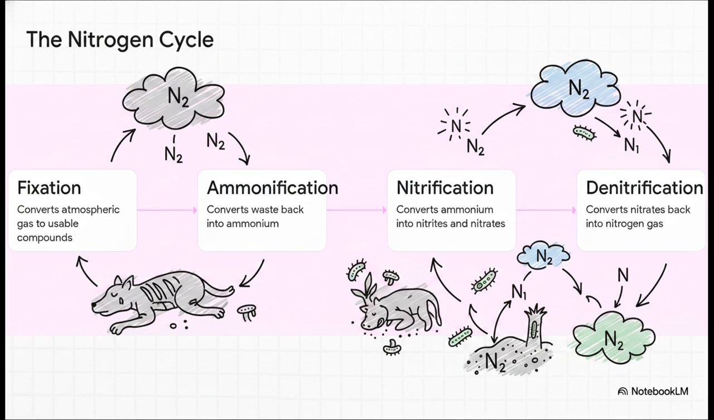Next up is ammonification. Here, different bacteria and fungi step in to convert nitrogenous waste from dead animals back into ammonium in the soil. Step 3 is nitrification, which converts that soil ammonium into nitrites and nitrates. And finally, we have denitrification. This is where yet another group of bacteria converts those nitrates right back into nitrogen gas, sending it up to the sky and completing the whole cycle.